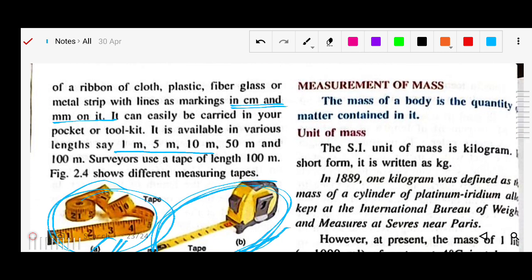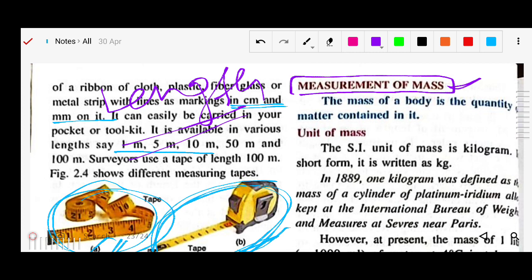This is another type of SI unit, mass. We have completed the basic quantity length. Now we have entered the second one, which is mass. As you know, what are the basic quantities? Length, mass, time and temperature. So one of the basic quantities, length, we have finished. Now we are on the second type, which is mass.